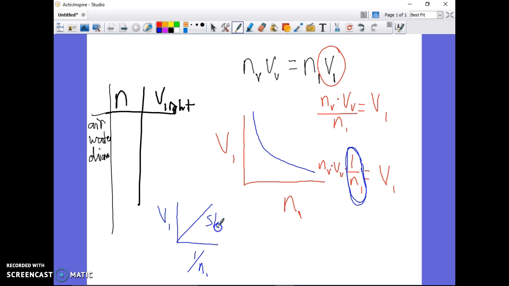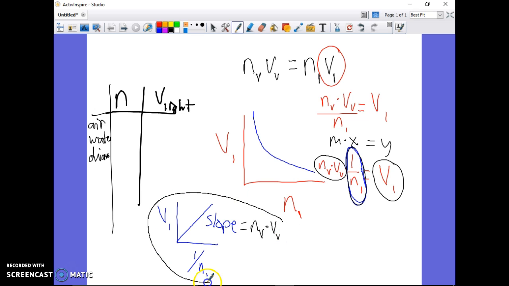The slope of that graph should be, here, if we have y equals m times x, if this is your x, this is your y, then this would be your m. So your slope should be equal to the index of refraction in a vacuum, which is 1, times the speed of light in a vacuum, which is 3 times 10 to the 8. I'd expect your slope of this graph to be 3 times 10 to the 8.